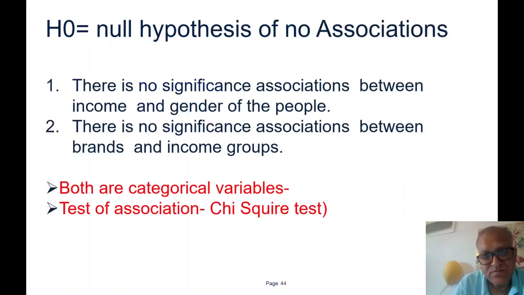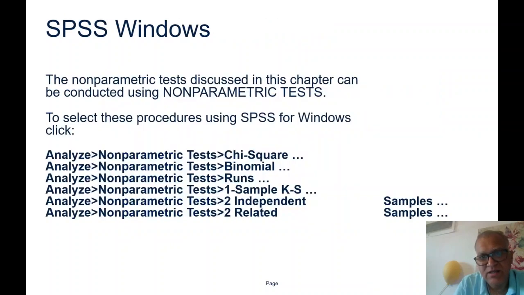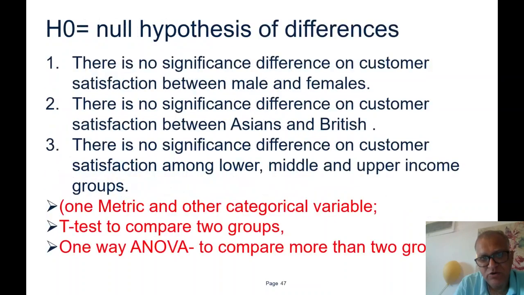Remember this. Okay, we said chi-square test is used if there is no association between groups, for example, no significant association between brands and income, or no significant association between income and gender. This kind of test is the chi-square test. The table is a cross tabulation which looks like this, and the test is performed by Analyze, Non-parametric tests, and Chi-square test. This is another method, I'll show that.